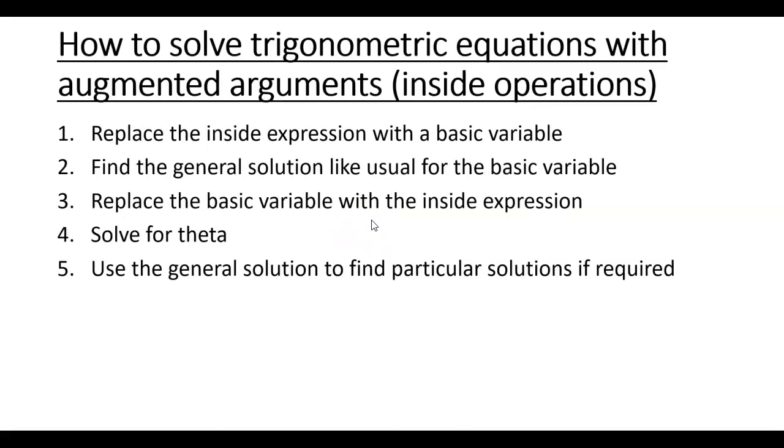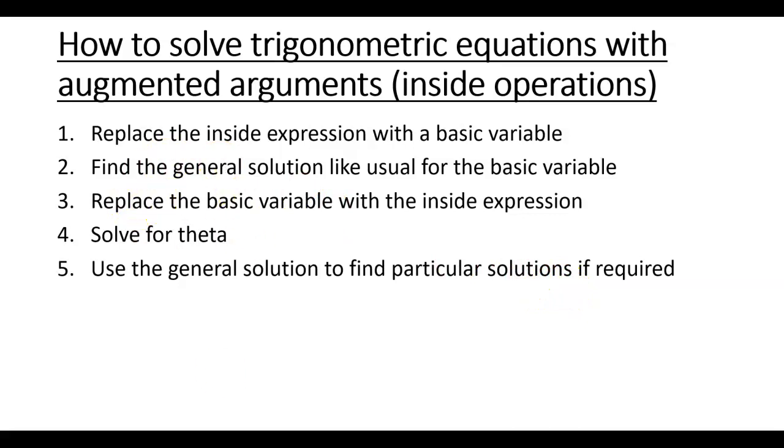First of all, we'll start off with some steps here. I'll go ahead and just let you guys take a look at these first, and then we'll apply them. They'll make some sense. So the first thing we're going to do is we're going to get rid of that inside expression and just put a basic variable there. It doesn't matter what variable you use. I think I'm just always going to use the letter u. After that, we're going to find our general solution. After that, we're going to replace that basic variable, the u, with the inside expression again and solve for the actual variable we want, which is theta. And after that, we'll use the general solution to find particular solutions.